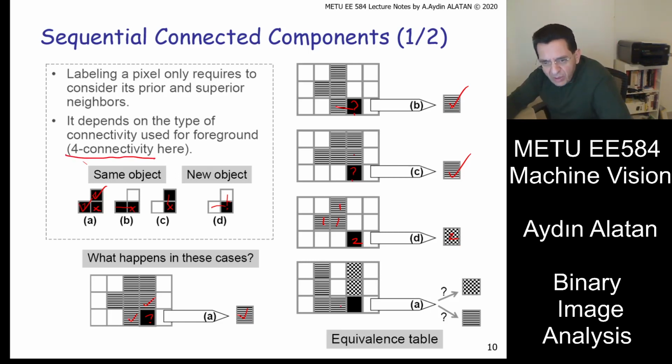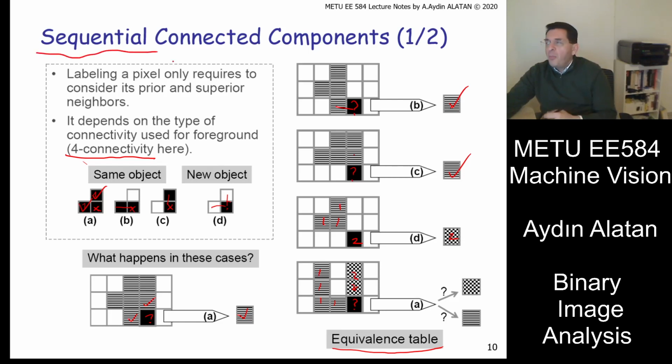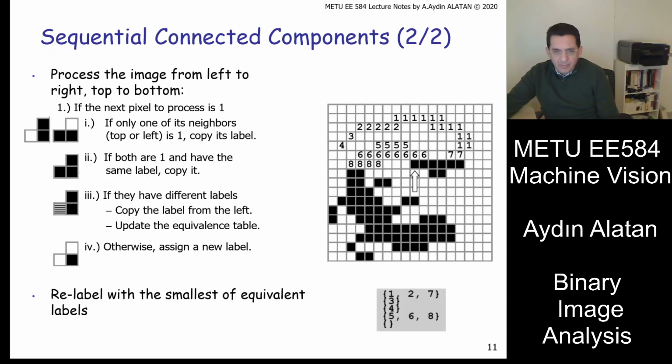The question is, what is the case? One of them is one object, 1, 1, 1, 1, 2, 2. Then there is a question mark. Now you cannot make an easy solution to this. You will put an equivalence table and you will say that I'm not sure whether you belong to the 1 or the 2, but you are certainly a foreground. I'm going to give you a name, but I'm not sure 1 or 2. Let's postpone this. The sequential connected component analysis is two-step. In the next pass, we will give the answer.